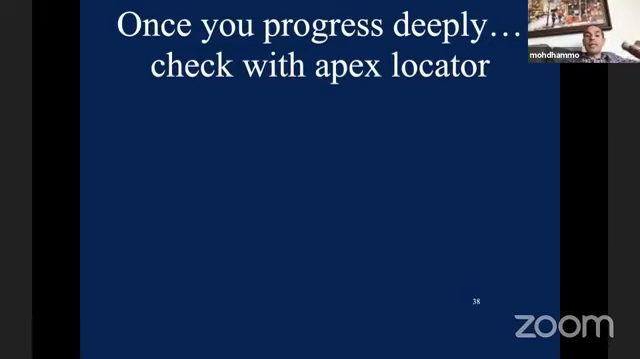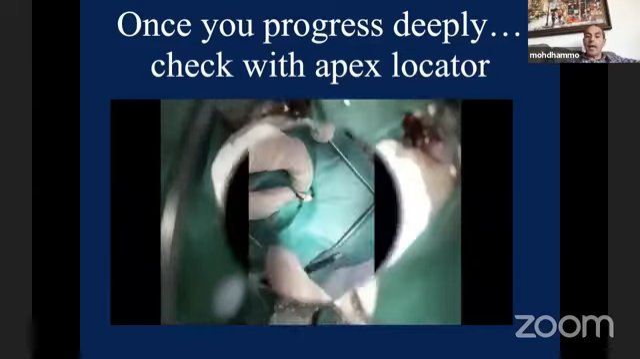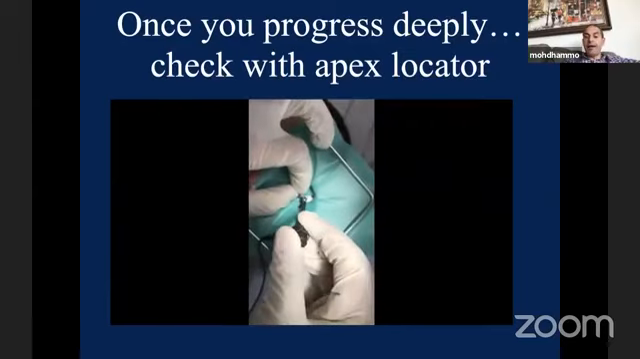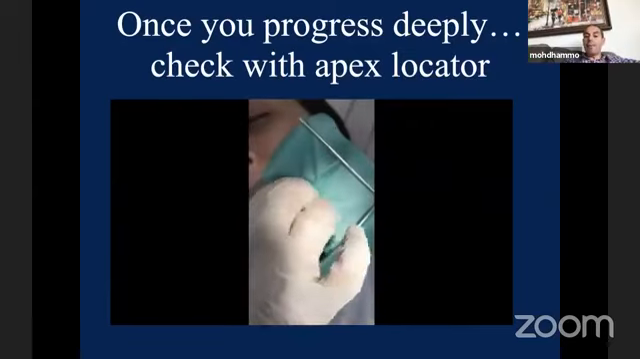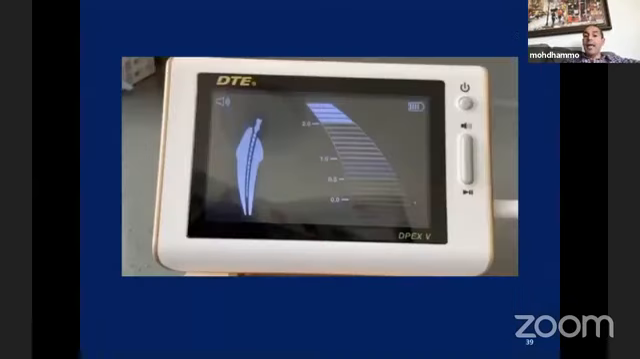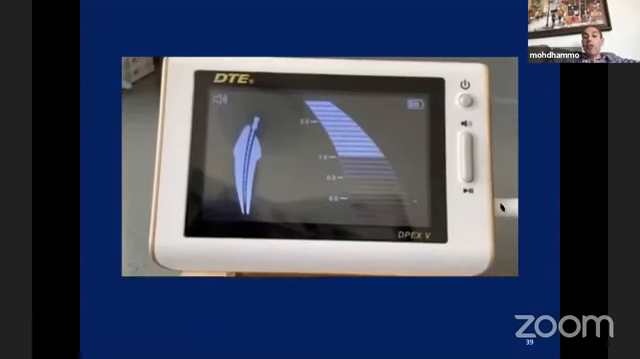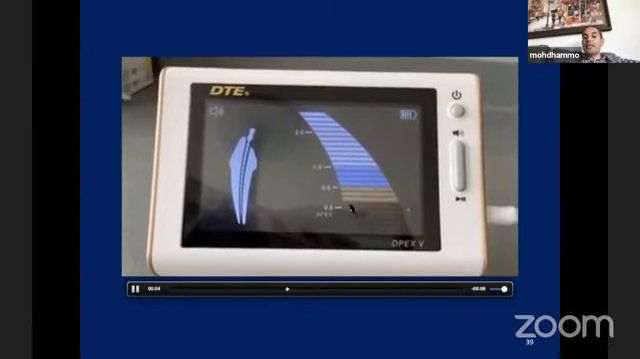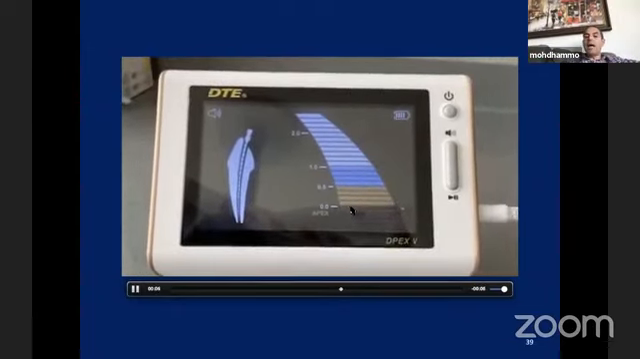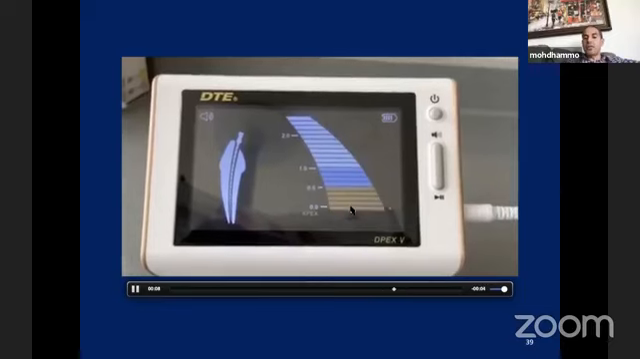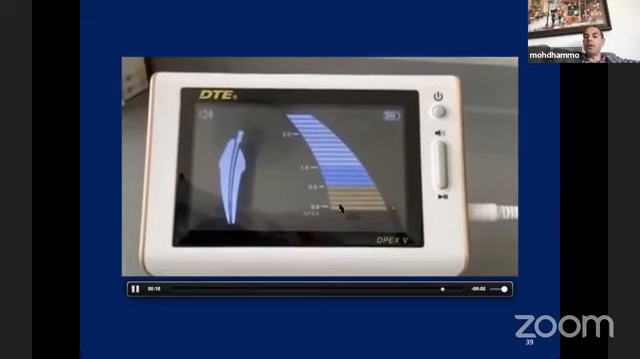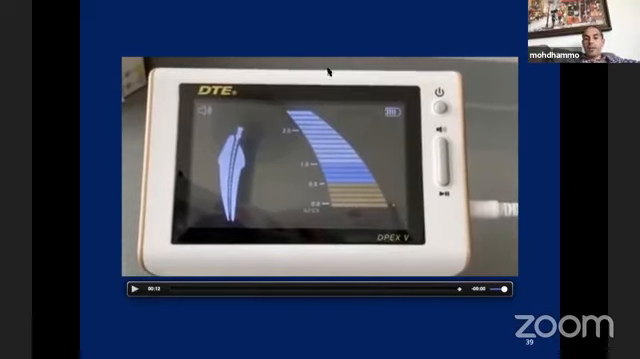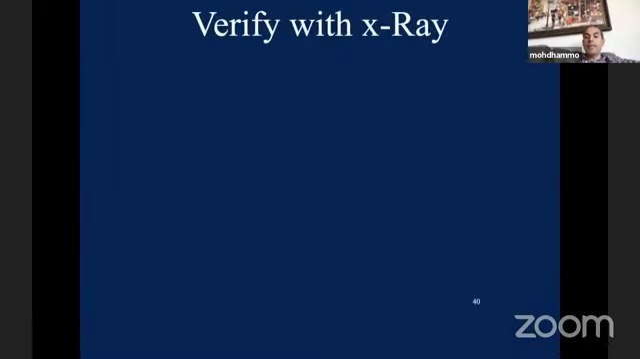Once you progress deeply, I will check with the apex locator. Now I will insert the K file and check with the apex locator. Here is the apex locator. Once the apex locator gives me 0, 0, this is my final destination. So this is the 0, 0 point. And this apex locator is also from Woodpecker. This is now my 0, 0.